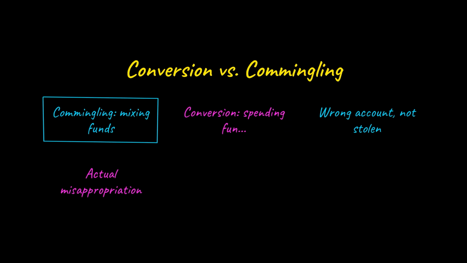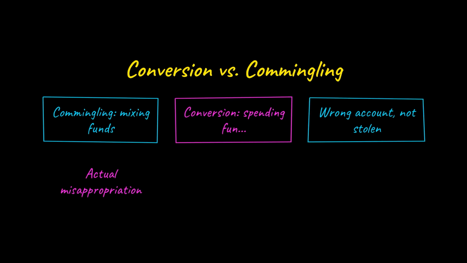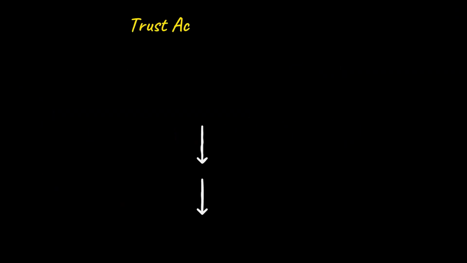Examiners love testing the line between commingling and conversion. Commingling is mixing client funds with the broker's own money. The funds are in the wrong place but have not been spent. Conversion goes further. The broker actually uses the client's money. One is improper mixing, the other is improper spending.